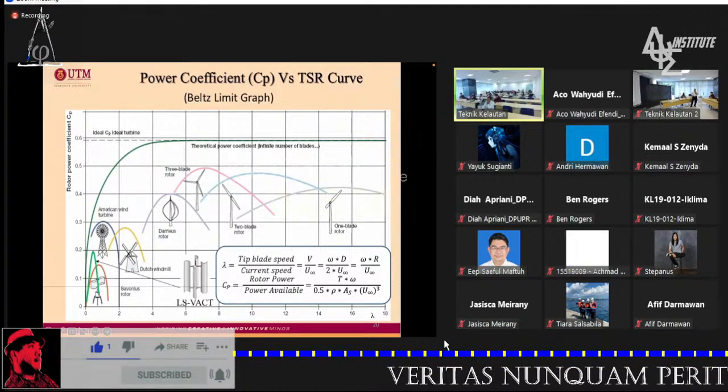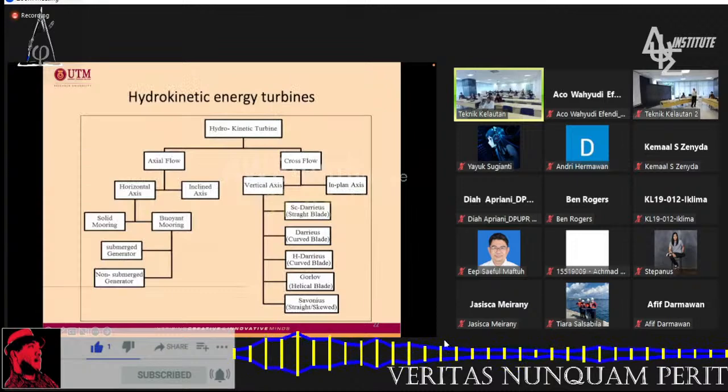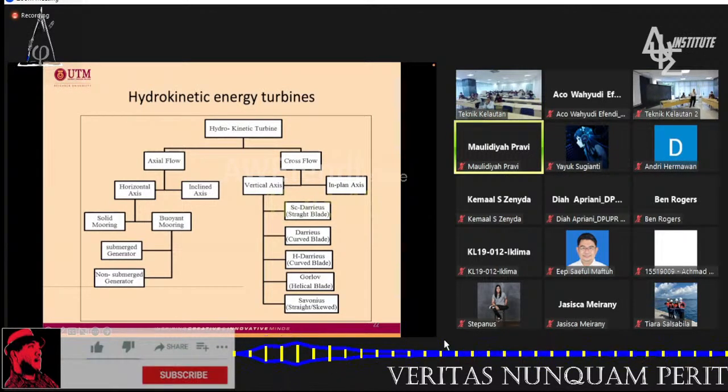Okay. From the hydrokinetic turbine, there are basically two types, the axial flow and the cross flow. So the axial flow is basically for the horizontal axis turbine, using the propeller. And for our case, for the low speed one, usually using the vertical axis current turbine or the cross flow type.